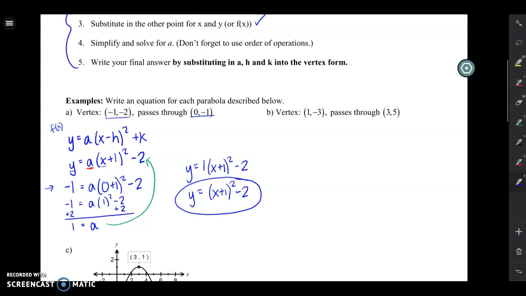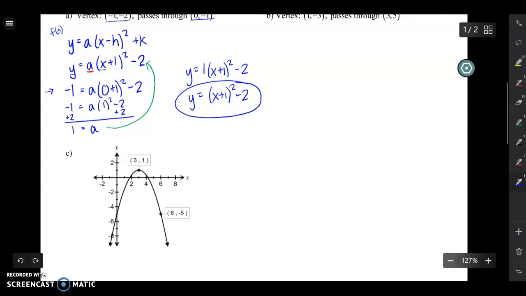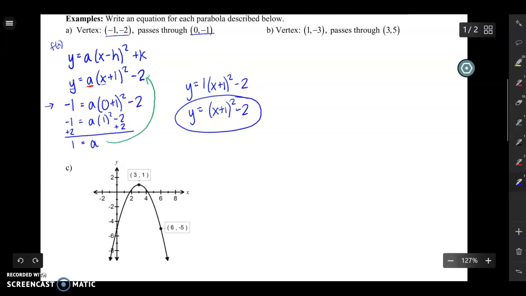Okay, so let's go ahead and jump down and do example C. We're going to work through it the same way, but now we're starting with the picture of the graph. The graph does give us two points, the point (3, 1) and the point (6, -5). And because we know so much about quadratics, we know that this point (3, 1) is the vertex. So that's what we're going to use.